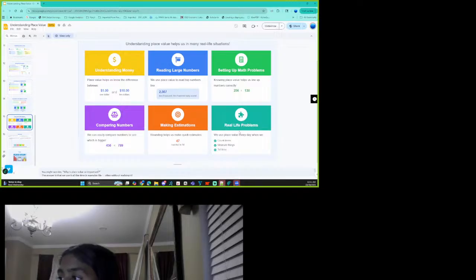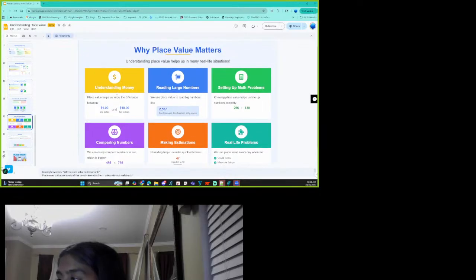And also you can use this in real life problems. So we use place value every day when we're either counting items, measuring things, or telling time. So this is a very important skill, or like a measure or estimation that we do in daily life.